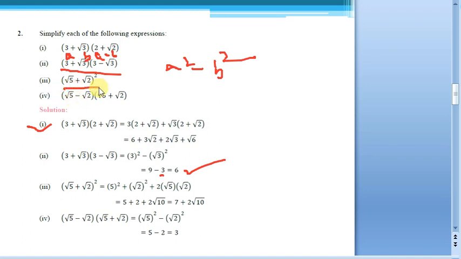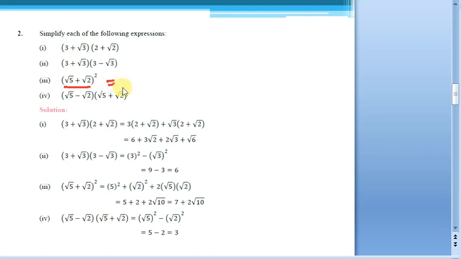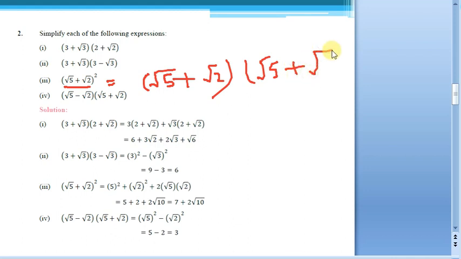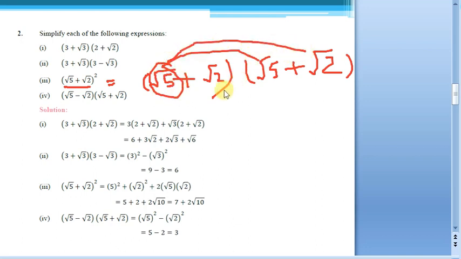Now see the third one: (√5 + √2) whole square. When I say (√8)², it will be √8 into √8. As there is a square on the bracket, it has to be written as (√5 + √2)(√5 + √2). Again you can use the method of expanding the brackets: take the first term, multiply it with both terms, then take the second term and add. This is the conventional method.